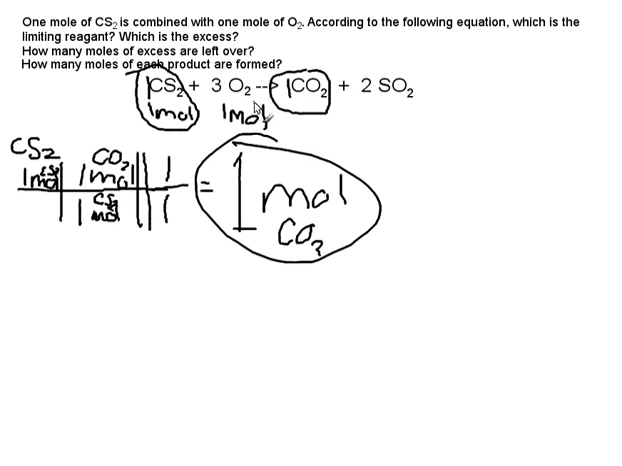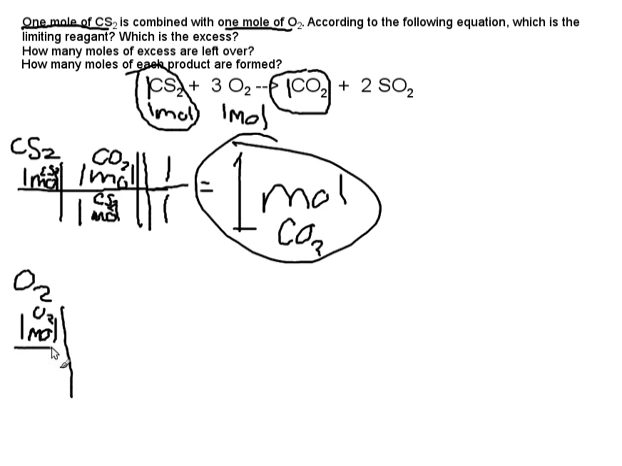Now we're going to do that same exact thing with moles of oxygen. So we're going to create another set of train tracks with oxygen. Now in this one, they give you 1 mole of each, 1 mole of CS2 and 1 mole of O2. So we're going to start again with 1 mole of O2, since that's a given quantity that they give us. Okay, so you have 1 mole of O2.